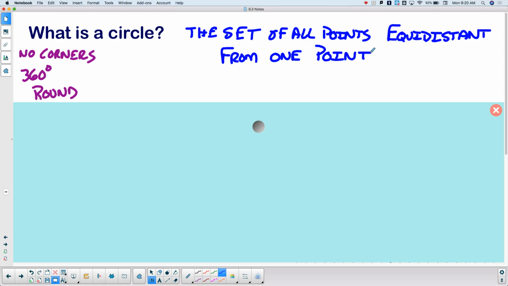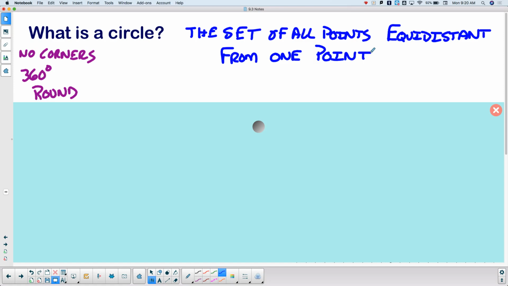Oh, there's that equidistant term again. We had it back last week in parabolas. What's equidistant mean? Equal distance. Same distance, right? Okay. So it's the set of all points that are the same distance from one point.